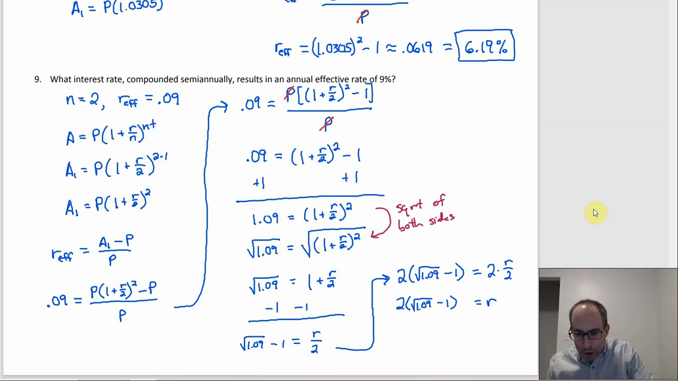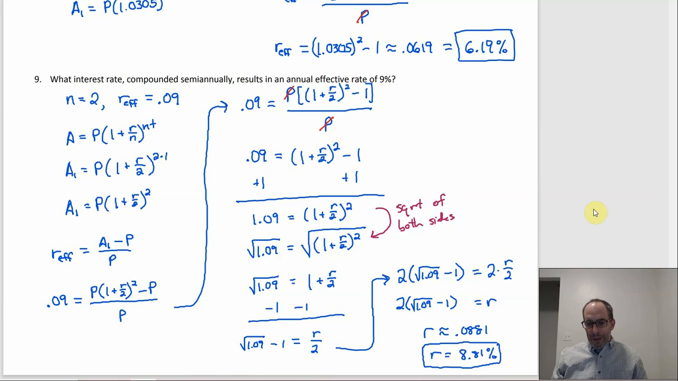And then roughly, if you put the square root of 1.09, then minus 1, then multiply by 2 into your calculator, you'll get roughly that R is 0.0881. So then 8.81%, if you want it in percent form, rounded to 2 places. All right, so a little bit different and a little bit longer.